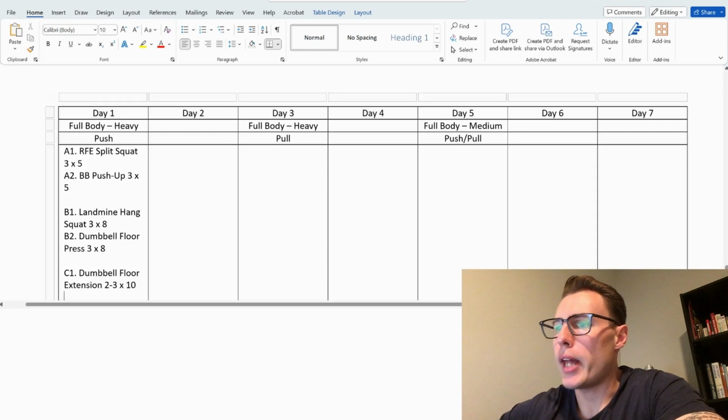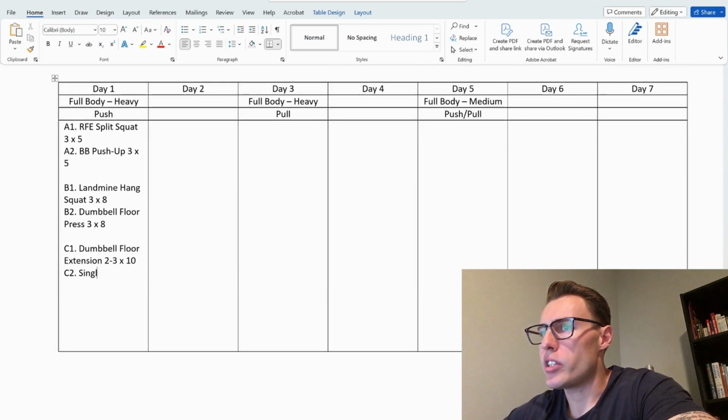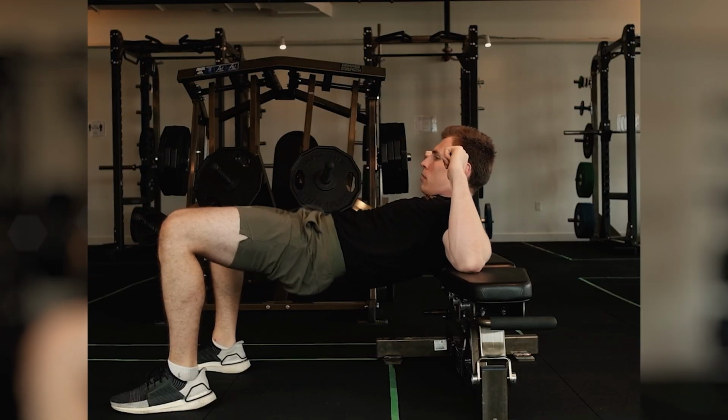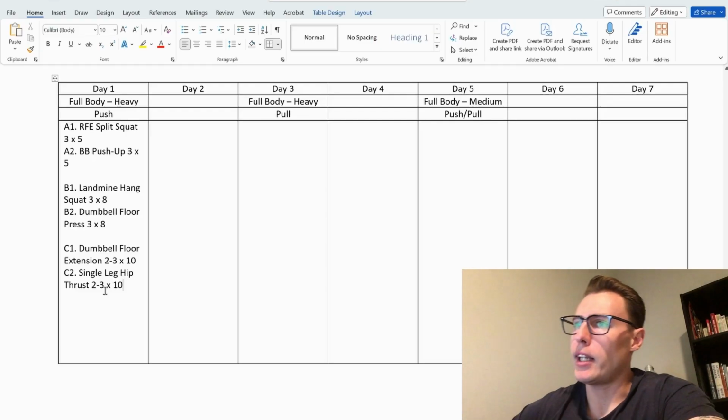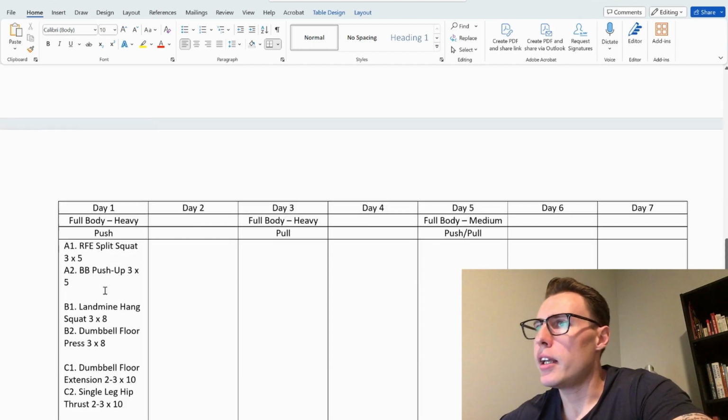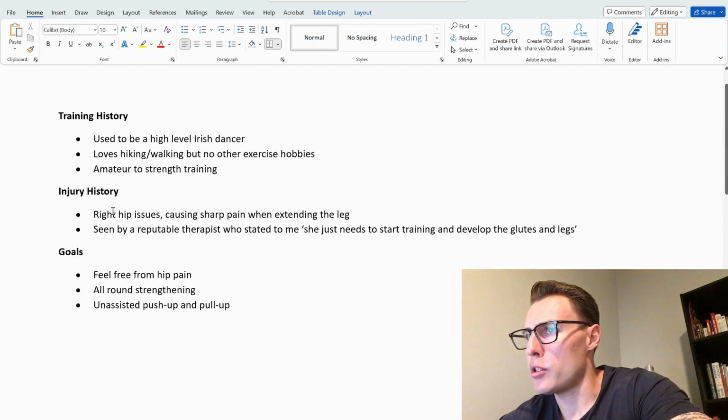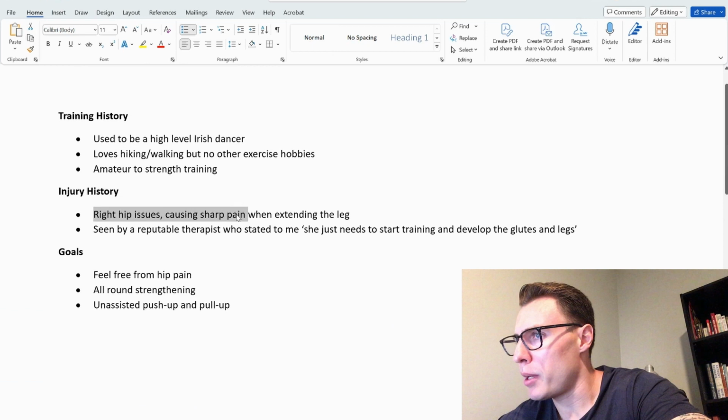We might pair that with a single leg hip thrust, as pertaining to the therapist's orders. We've got to strengthen the glutes, so we're going to do a lower body pushing movement for the glutes, working on that hip extension. Keep in mind too, one thing that was noted is there's some right hip issues causing sharp pain when extending the leg.